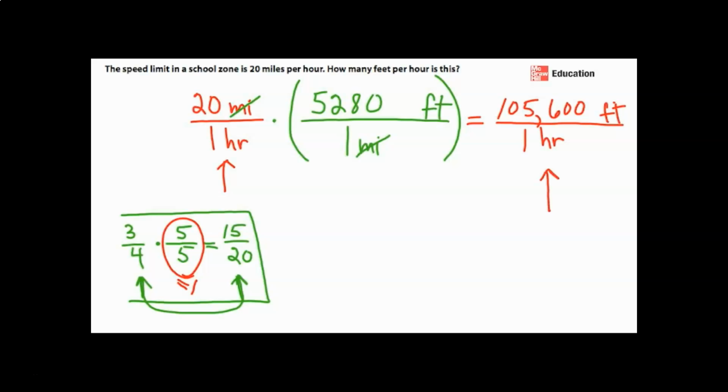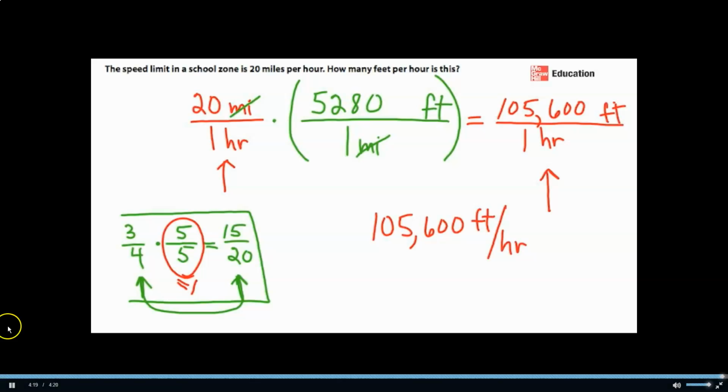So the school zone speed limit is 105,600 feet per hour. Thank you for using McGraw-Hill Personal Tutors.